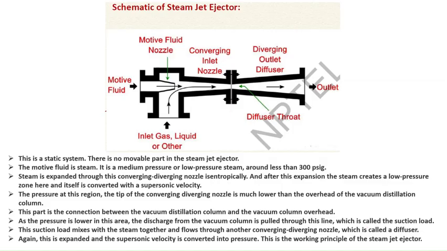What is a steam jet ejector? This motive fluid, it is a static system. There is no movable part in this steam jet ejector. The motive fluid, which is basically steam, a medium to low pressure steam, less than 300 psig, is taken here. Steam is expanded around this converging diverging nozzle isentropically, and due to which the pressure here decreases.